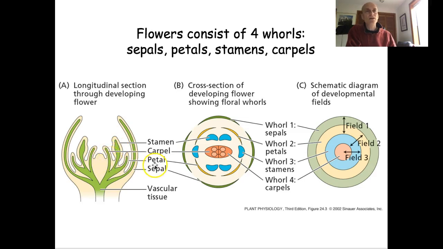Now, if you were to take a cross-section of this, then you get something that's called a floral diagram. That's often used by systematists who describe the flower in shorthand. This is the shorthand for how many flower organs there are in this particular flower, such as the sepals, the petals, the stamens, and the carpels.